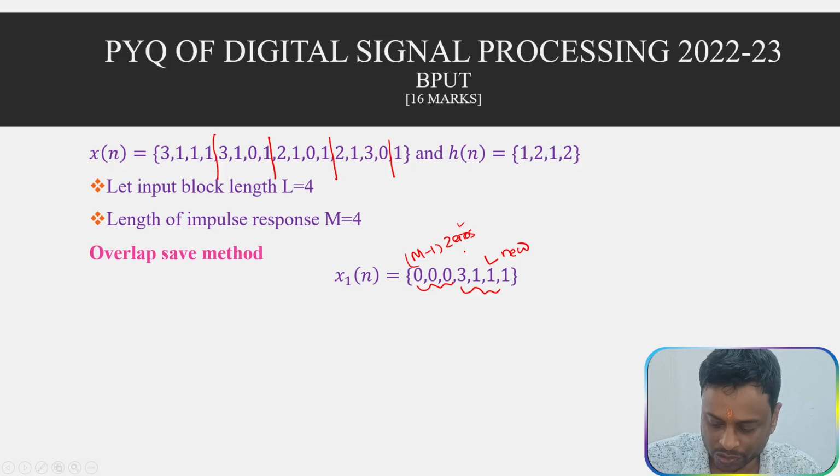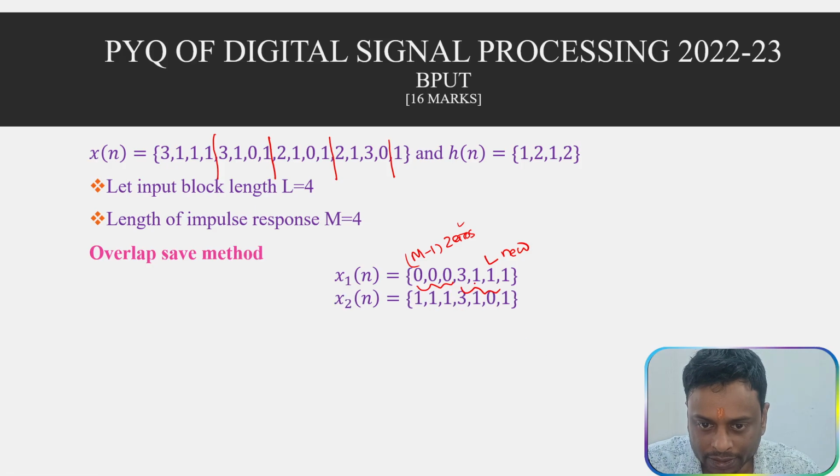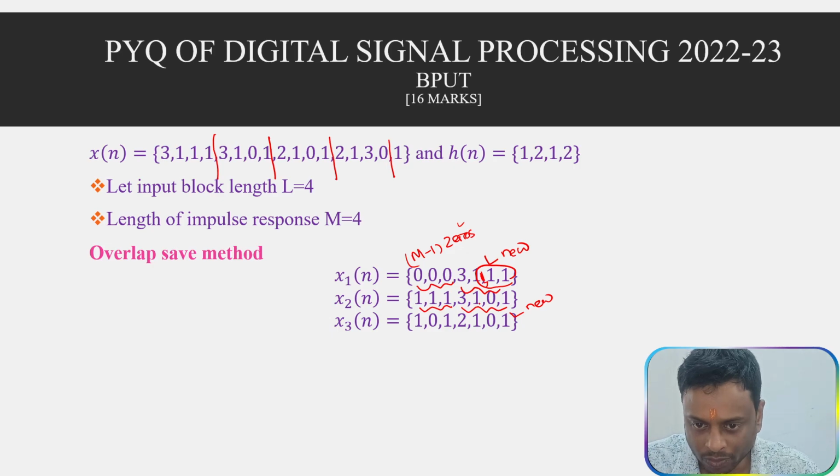Similarly, what is x2 of n? For x2 of n, you can see the last 3 data of x1 of n that we have taken, this 1, 1, 1. That is the m minus 1, the last 3 data of x1 of n. Similarly, these are the L new data points. For x3 of n, similarly, these 3 data 1, 0, 1 will be taken from x2 of n, according to m minus 1 data. Similarly, this is the L new data, 2, 1, 0, 1.